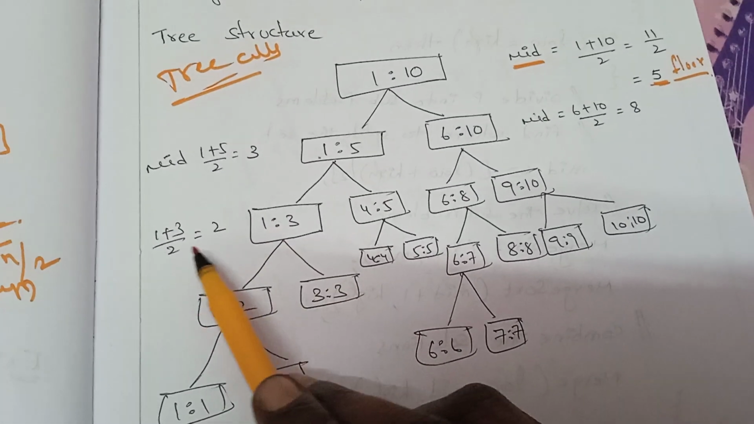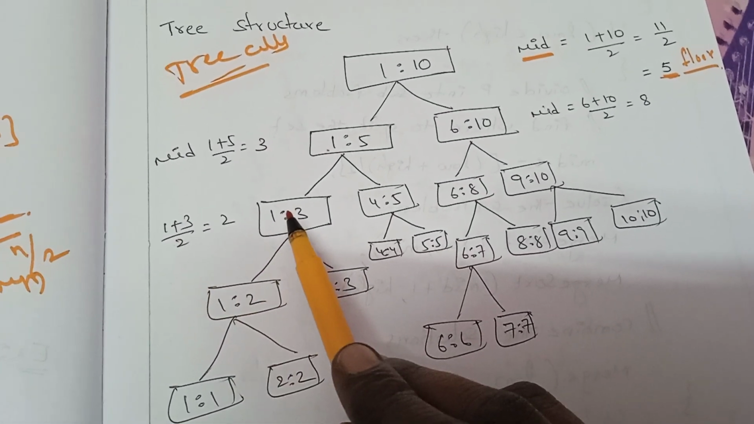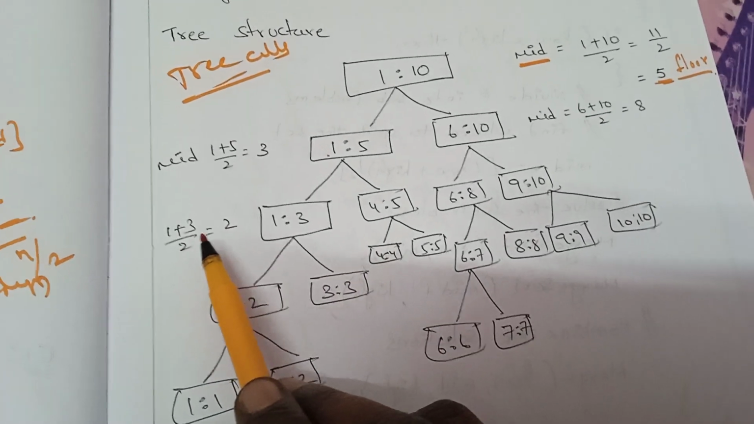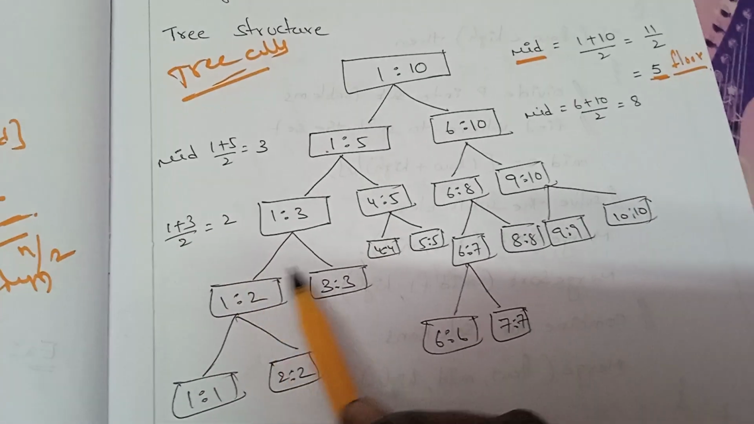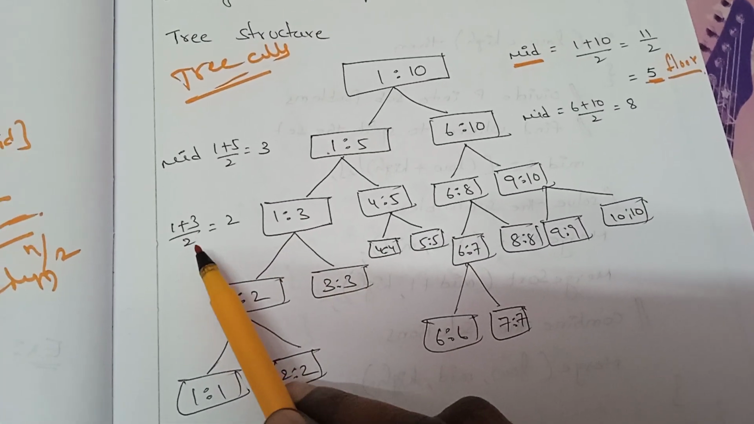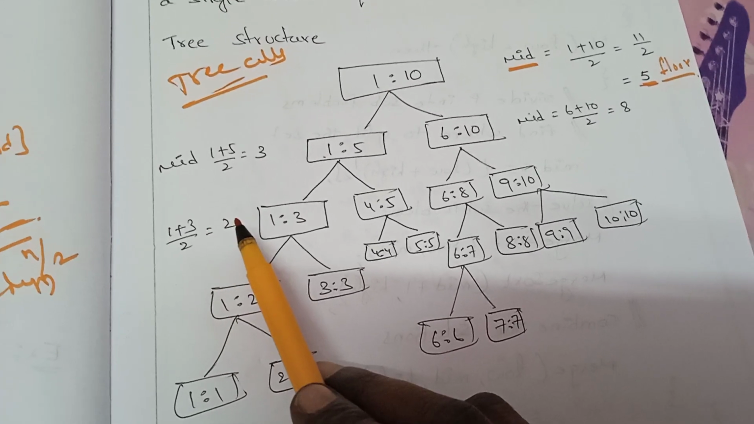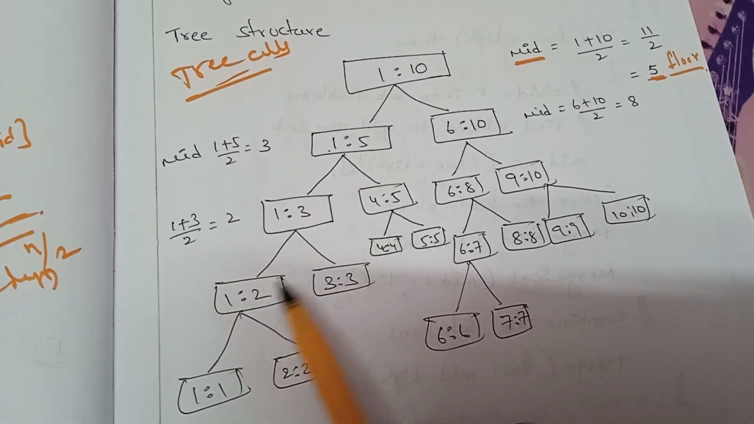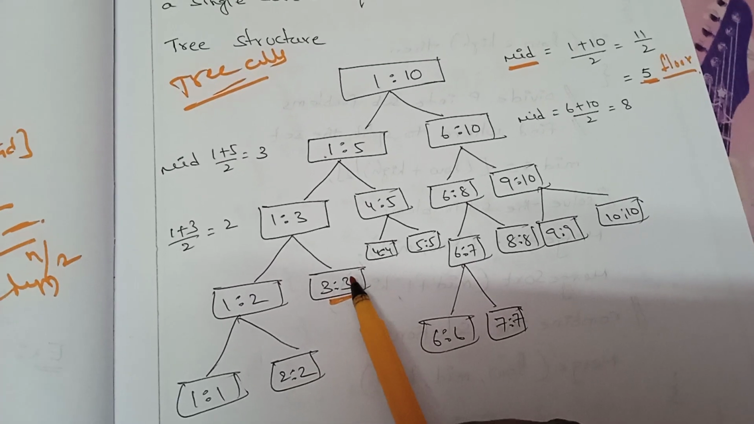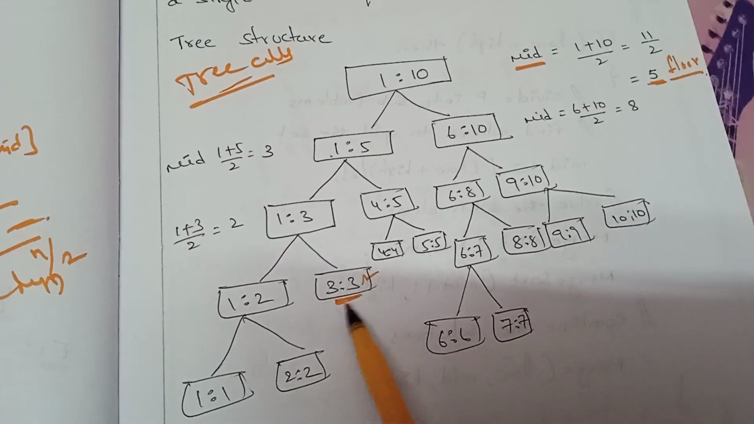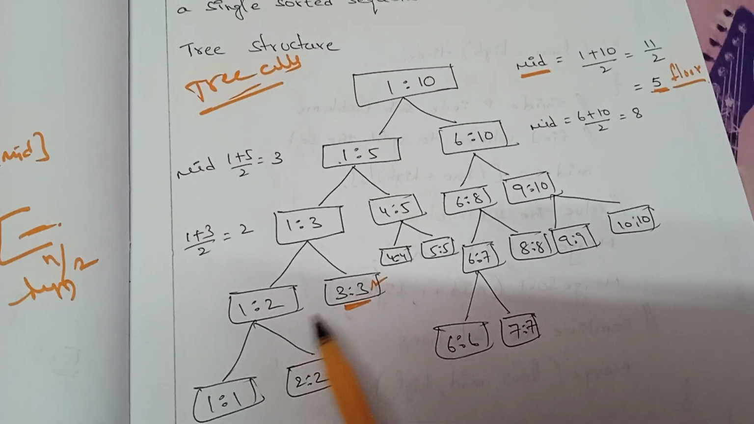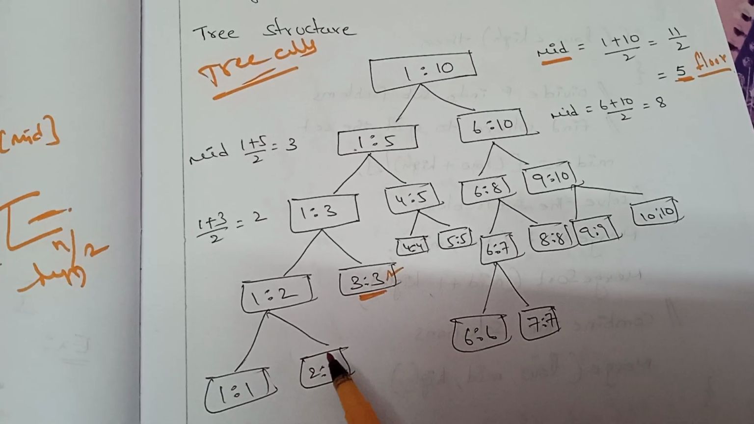Now divide it again. Calculate the middle value before you divide. You can't divide the list blindly. According to this middle value only, the list has to get divided. So 1 to 3 means 1 plus 3 by 2, which is 2. 2 is the middle value. So 1 to 2 is one set, 3 to 3 is the other set. Now this set has a single element, so we stop here. Likewise, you need to get a single element in all the sets.